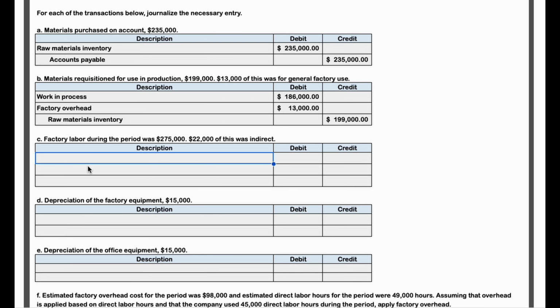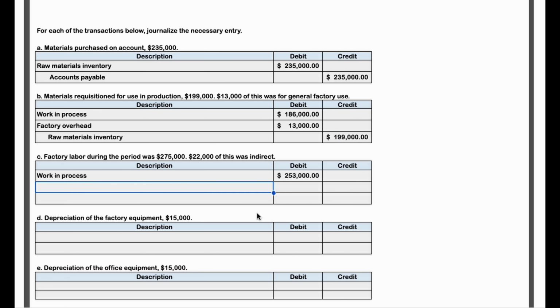The next step, so the total wages that we paid during this period, $275,000. Some of that's going to be for our direct factory line workers, and other parts going to be for shop supervisor or something like that. So the part that is paid directly for the manufacturing of an item is going to be capitalized into work in process. So in this case, it's going to be the $253,000. Now my factory supervisor that we have working here, they're going to go into factory overhead for the $22,000.